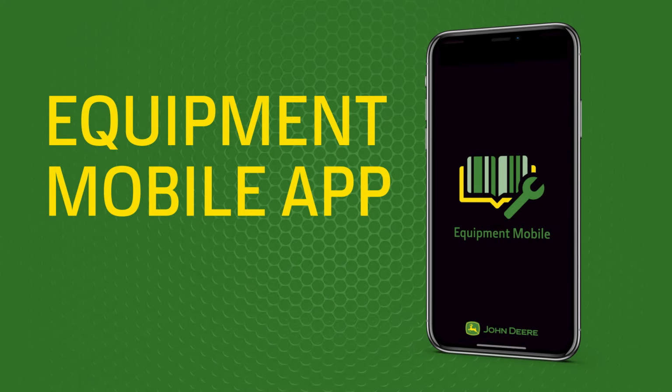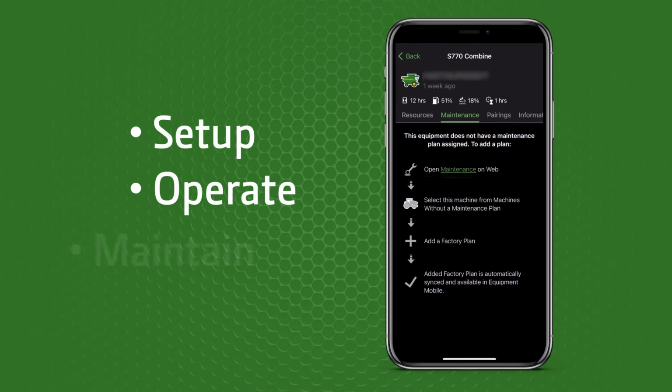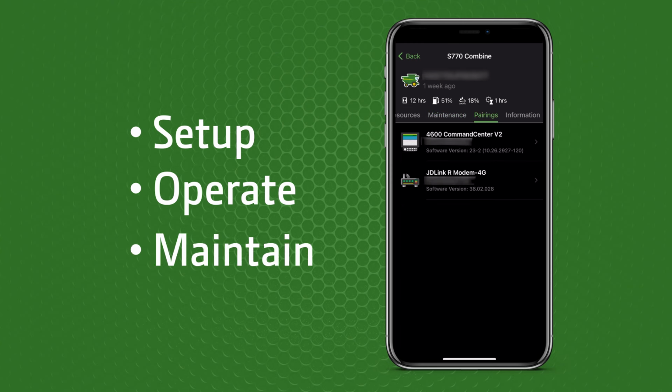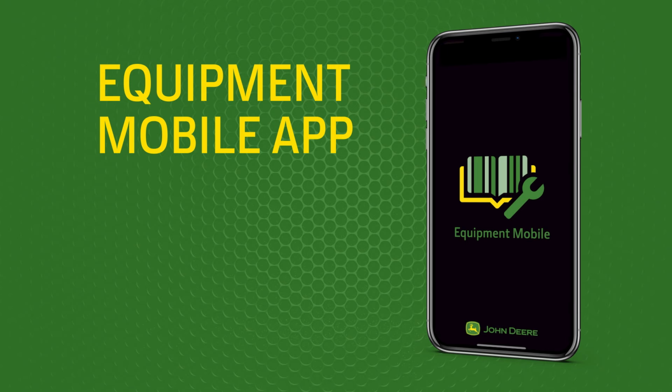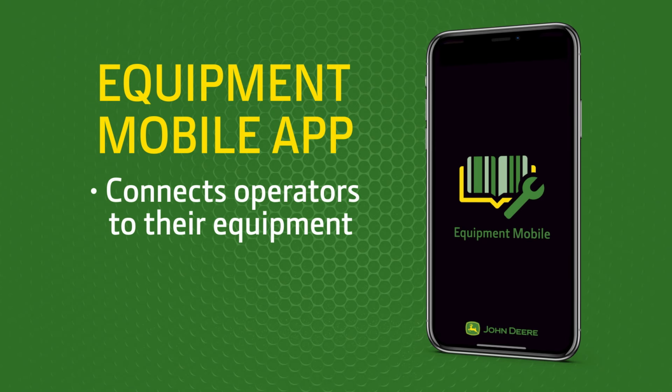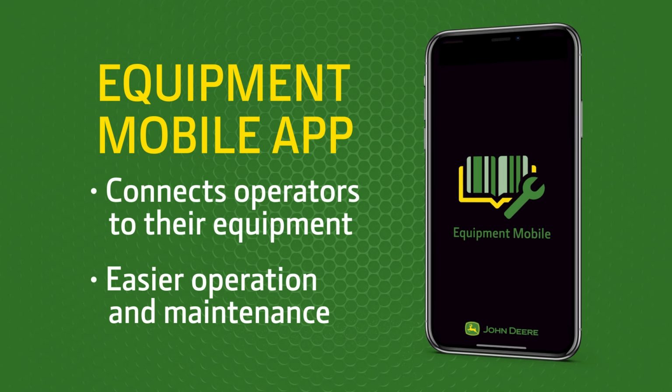The Equipment Mobile app gives John Deere operators the tools to set up, operate, and maintain their equipment all from one mobile application. In this video, we will highlight the Equipment Mobile app and how it connects operators to their equipment for easier operation and maintenance.